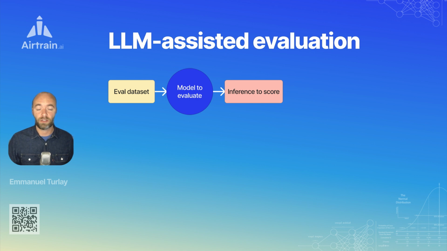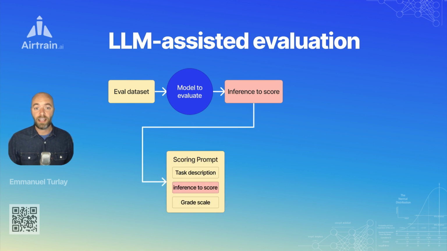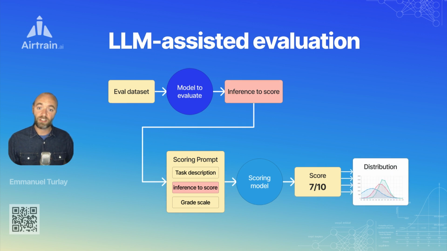Here's an example of how it works. You can feed your evaluation dataset to the model you want to evaluate, which is going to generate the inferences that you want to score. Then you can include those inferences inside a broader scoring prompt in which you've described the task you're trying to accomplish and the properties you're trying to grade, and also you describe the scale across which it should be graded, for example, from 1 to 10. Then you pass this scoring prompt to a scoring model, which is going to generate a number, a score, to score the actual inference. If you do this on all the inferences generated from your evaluation dataset, you can draw a distribution of that particular metric.